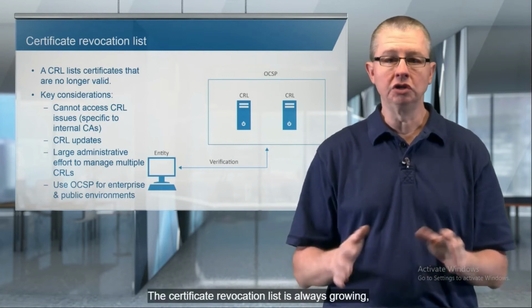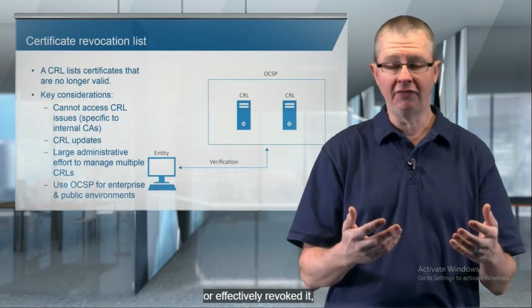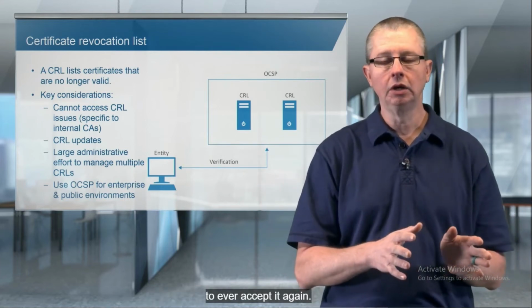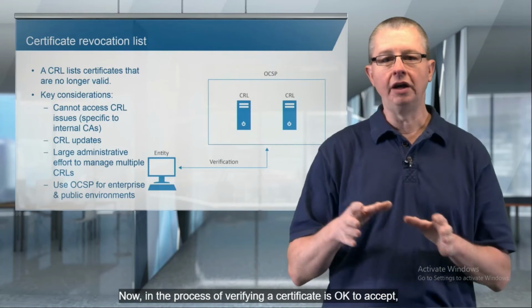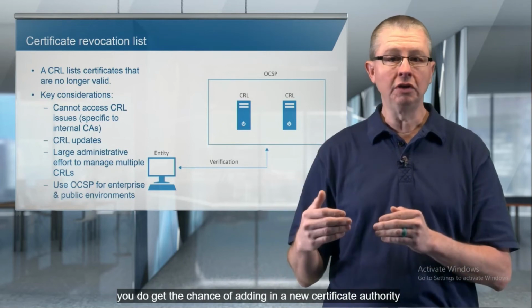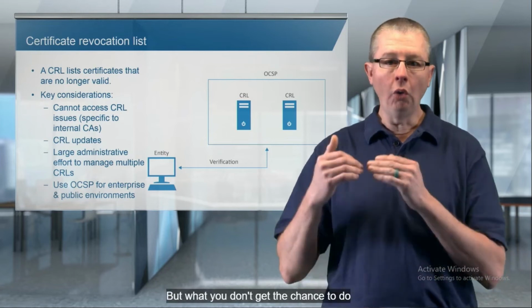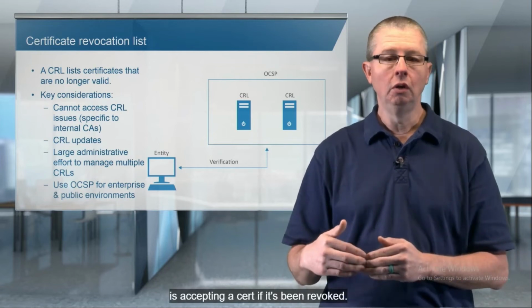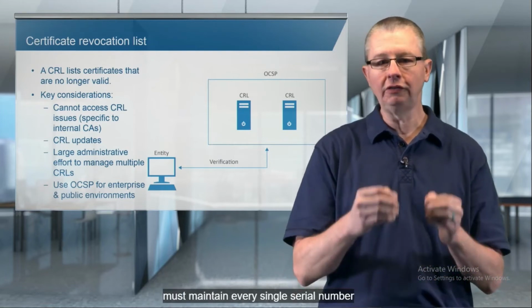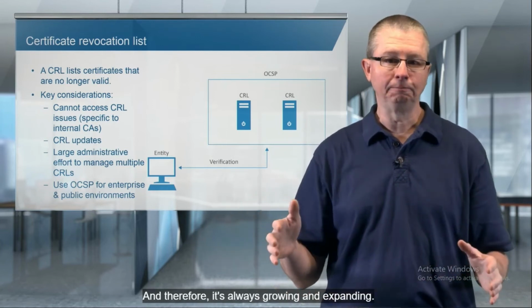The certificate revocation list is always growing, it's always expanding, because once the CA has canceled a certificate, or effectively revoked it, they never ever want to give anyone the opportunity to accept it again. Now, in the process of verifying a certificate is okay to accept, you do get the chance of adding in a new certificate authority that you don't yet trust, and you do get the chance of accepting a cert if it's expired. But what you don't get the chance to do is accept a cert if it's been revoked, which means for this to be enforced, the certificate revocation list must maintain every single serial number that's ever been revoked of every certificate of that CA, and therefore it's always growing and expanding.